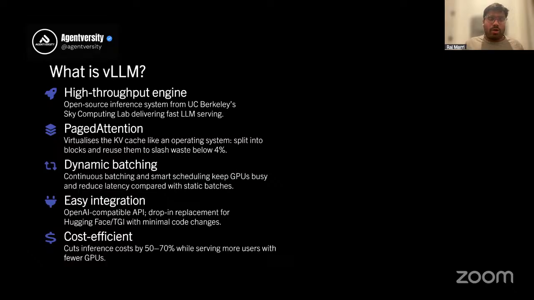To address that, there is vLLM, an open source project from UC Berkeley. It's an open source inference system. It's not training, it's inference. Inference is what happens once the model is trained, when the input comes in and the output is provided. I just want to put it out there so that you don't get confused between inference and training.